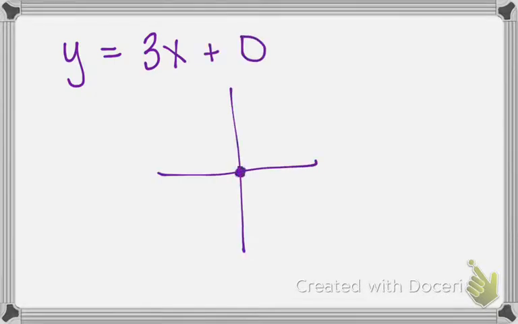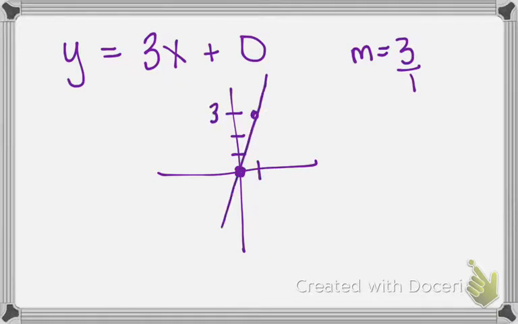So for example, if I say y equals 3x, again, I have a y-intercept of 0, 0. I know that my slope is 3, which I can write as 3 over 1. I'd go up 3 over 1. Any 2 points will make a line, and I've now graphed this line, y equals 3x.